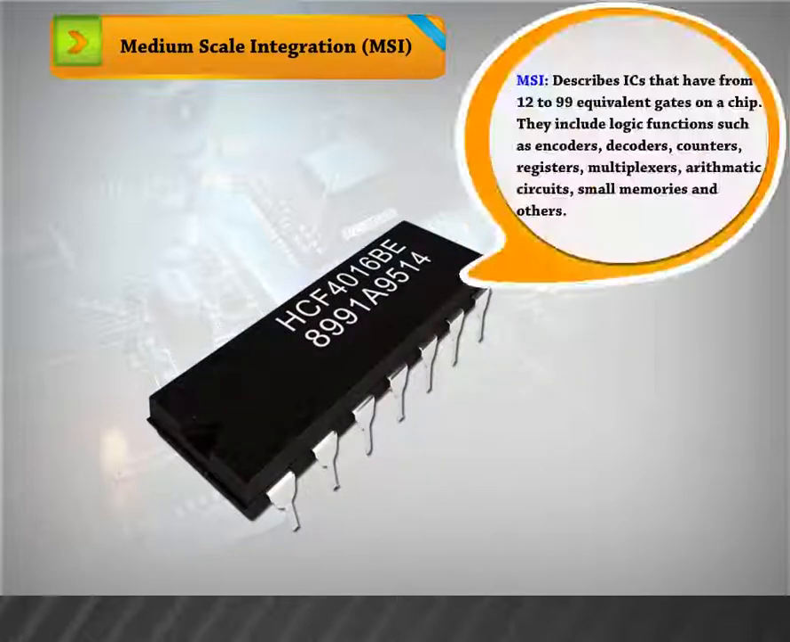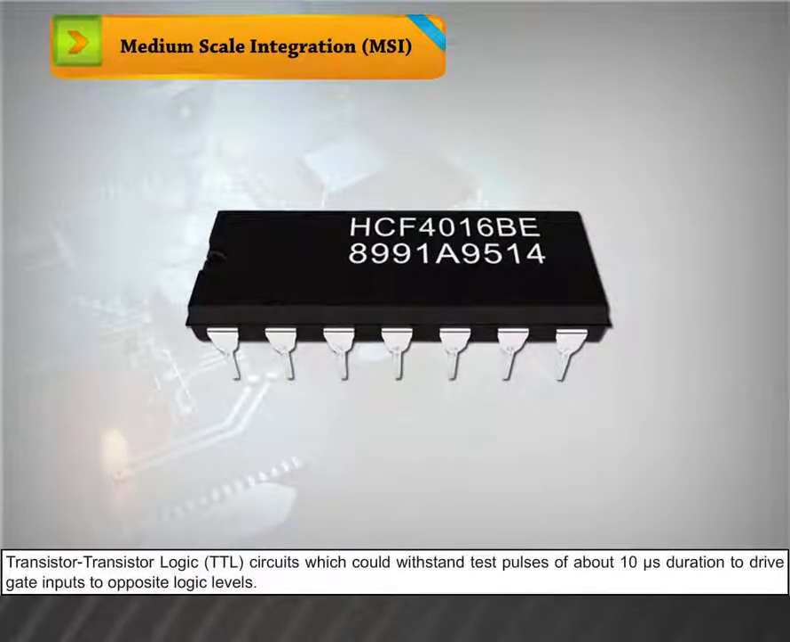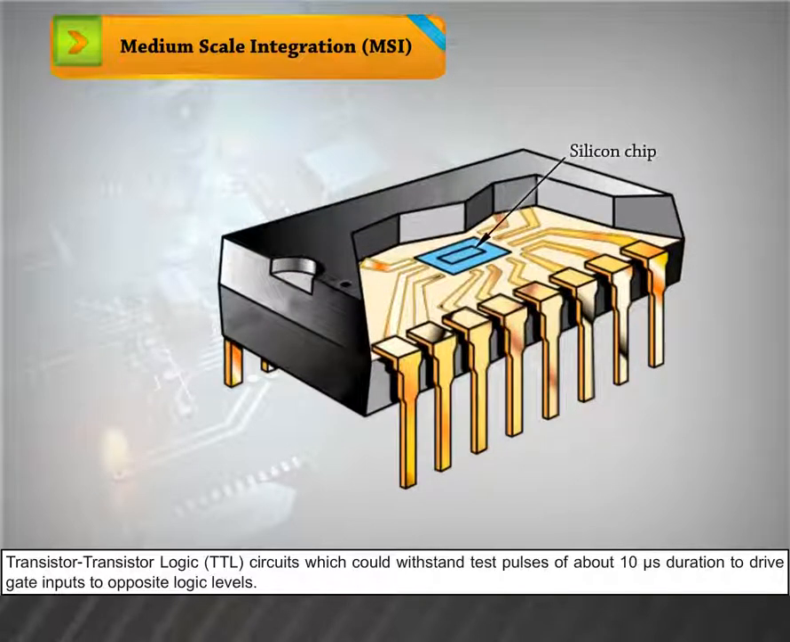Medium scale integration (MSI) describes integrated circuits that have from 12 to 99 equivalent gates on a chip. They include logic functions such as encoders, decoders, counters, registers, multiplexers, arithmetic circuits, small memories, and others. Transistor-transistor logic, that is TTL circuits, could withstand test pulses of about 10 microseconds duration to drive gate inputs to opposite logic levels.